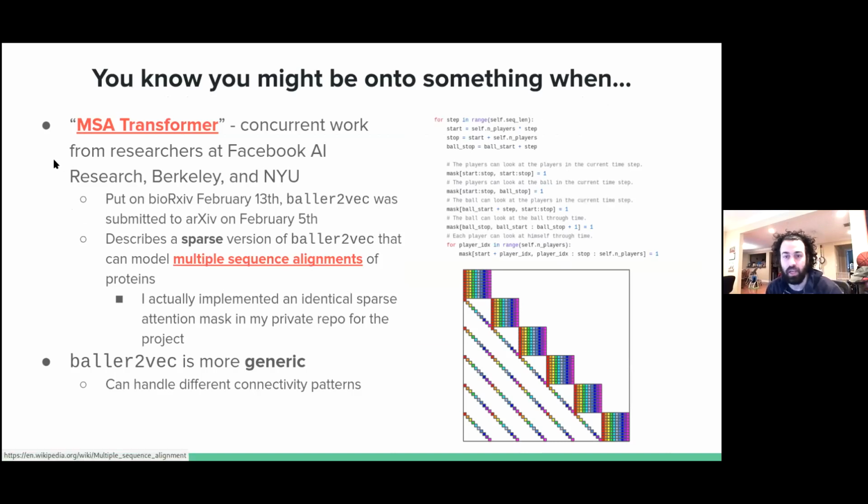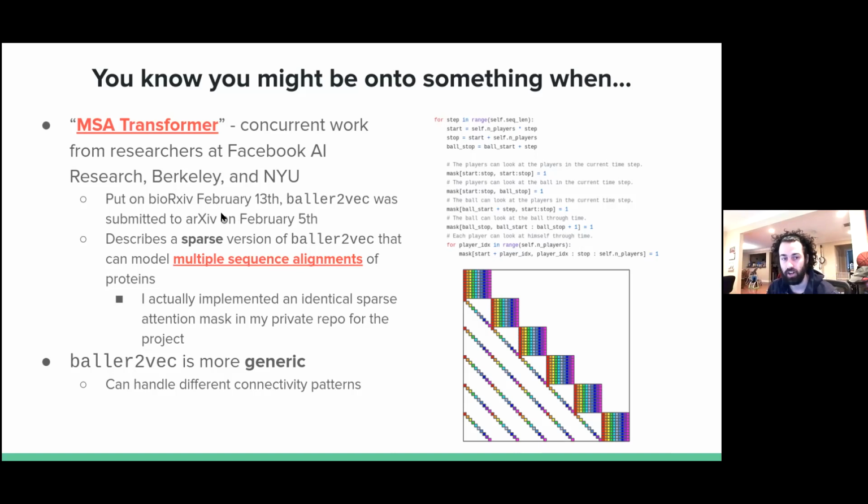Kind of fascinating, but there's concurrent work from researchers at Facebook, Berkeley, and NYU that uses a similar conceptual design to tackle a problem in bioinformatics, where you have a bunch of sequences, for example, DNA or something like that, and you've aligned them in some way. These sequences aren't completely identical, so you first align them so that they match as closely as possible. And in this case, you apply a language modeling type of thing to these sequences.